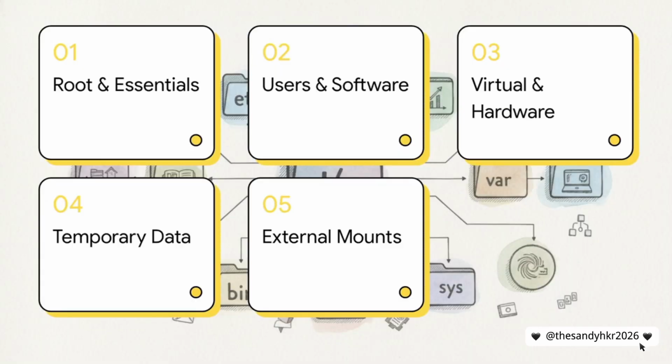To make sense of it all, we're going to take a quick, guided city tour of the file system, breaking it down into 5 highly logical districts. First, the root and essentials. Second, users and installed software. Third, virtual systems and hardware. Fourth, temporary data. And finally, external mounts.